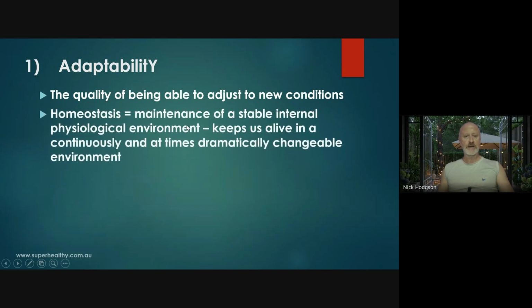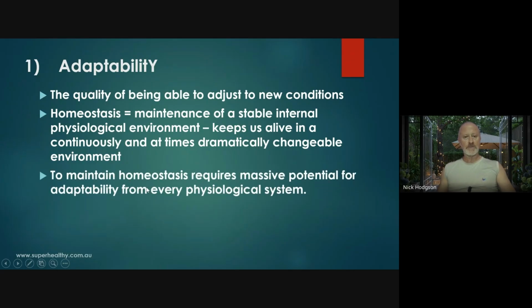Can a system change? Here's the interesting thing when we're studying physiology, when we're studying science, when we're studying health sciences, we're taught a lot about this concept of homeostasis, so a static, stable internal environment. So the maintenance of this internal physiological environment keeps us alive in a continuously and at times dramatically changeable environment.